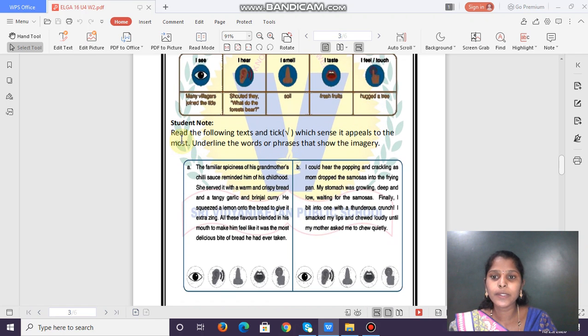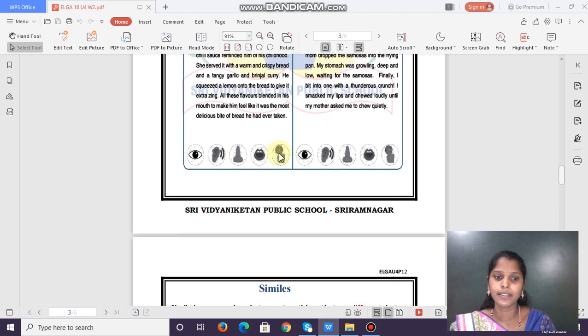Students, now this is your time. Read the following text and identify which sense it appeals to the most. Underline the words or phrases that show the imagery.